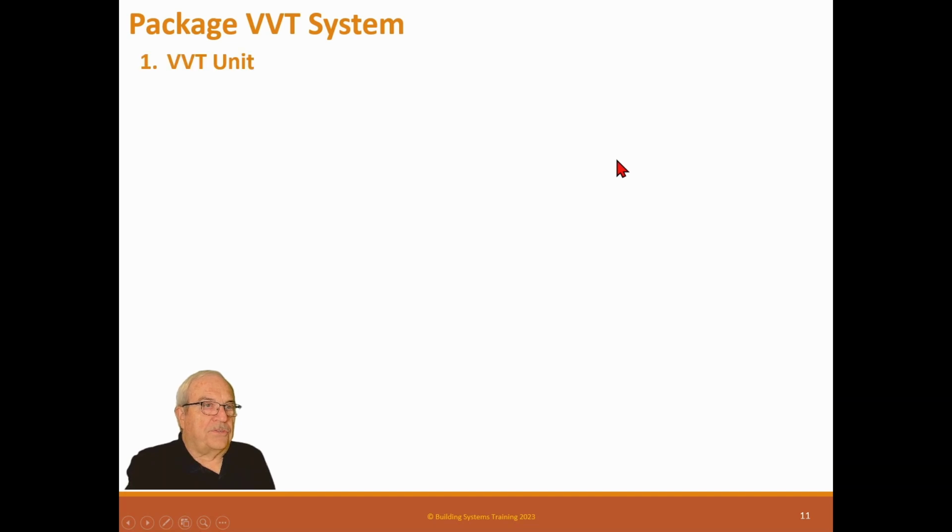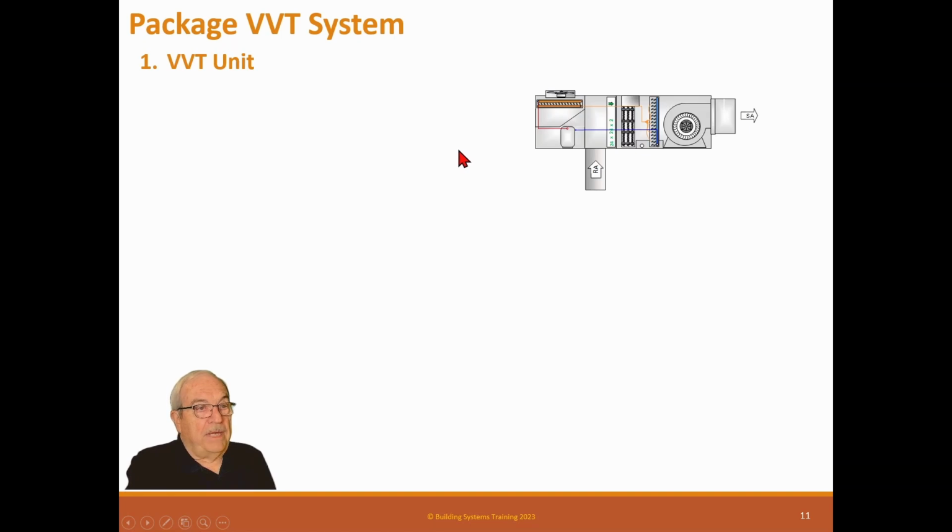So here's another system. It's called a VVT system, which actually stands for Variable Volume and Temperature. And it's based on using a standard package AC unit that's not a VAV unit. This was developed back in the 70s when we had VAV air handling units, but we didn't have VAV package units. So to do that, I didn't, but someone came up with this system.